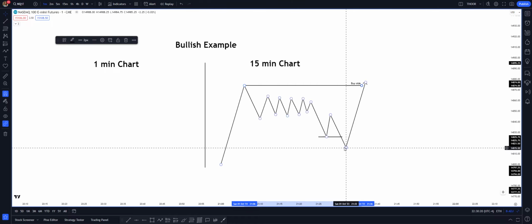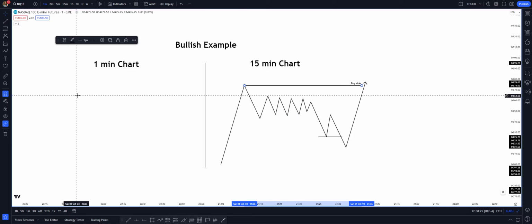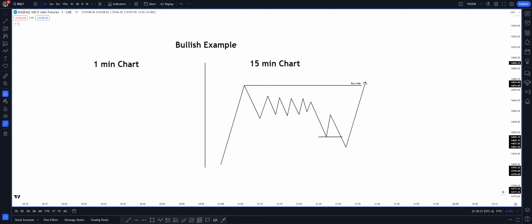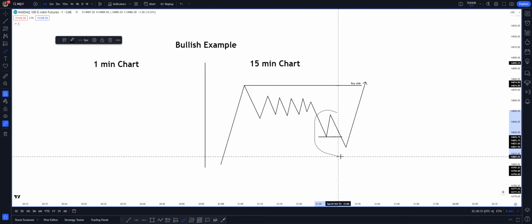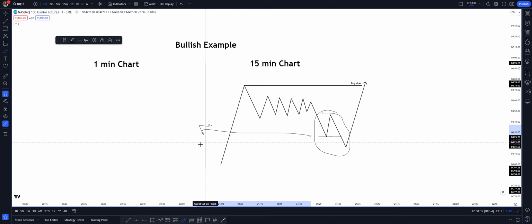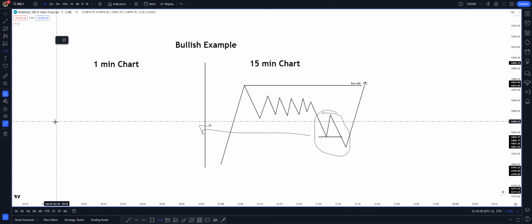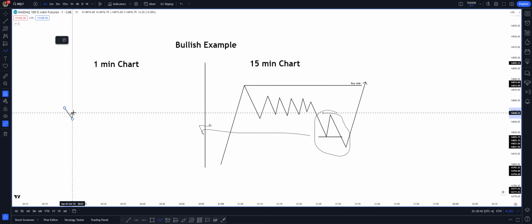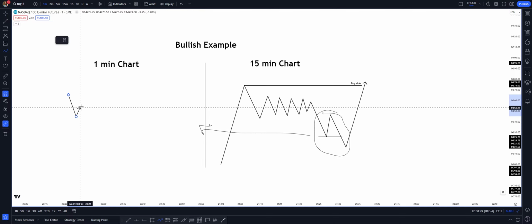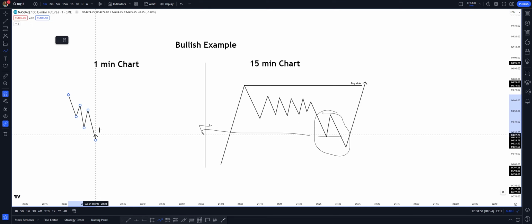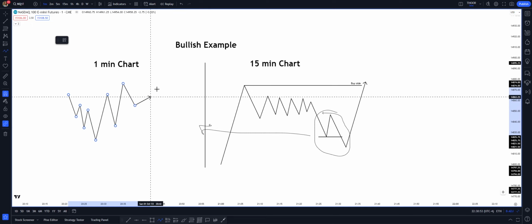So a model is basically, once it does this move on the 15-minute chart, you're going to be going down into the 1-minute chart, okay? And if I draw this price action here, okay, it's going to be looking like this. So that's a bad drawing. Sorry, guys, OCD kicked in. So it's going to be looking like this, okay?